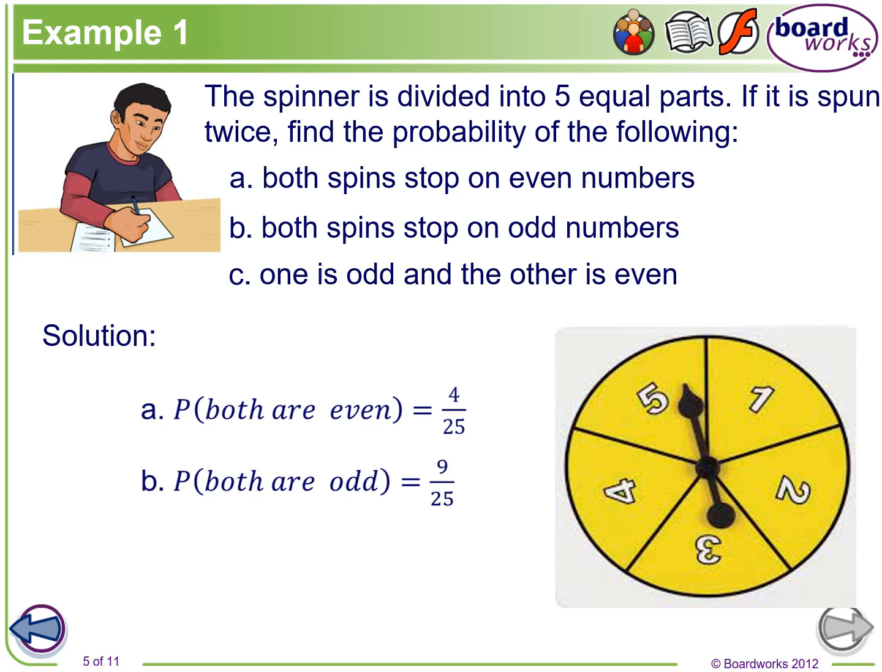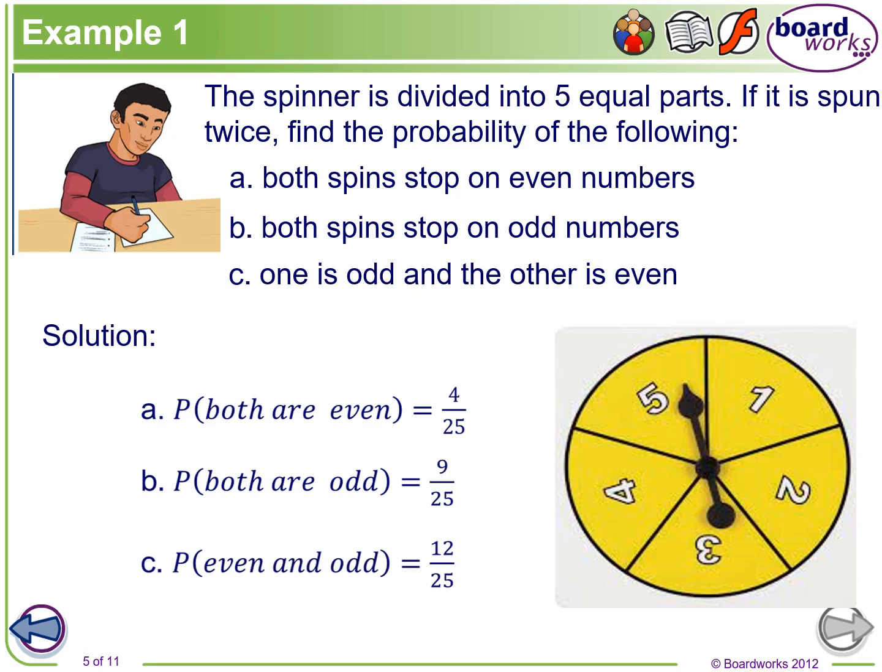And letter B, both spin stops on odd number. Odd numbers, what are odd numbers? So 1, 3, and 5. So these are the only odd numbers in the spinner that we have here. So you're going to count those odd number results, so that is equal to 9/25. Again, you can rewind the video and try to check a possibility diagram in order to find really if there are 9 odd numbers when you spin the spinner twice. So that is 9/25.